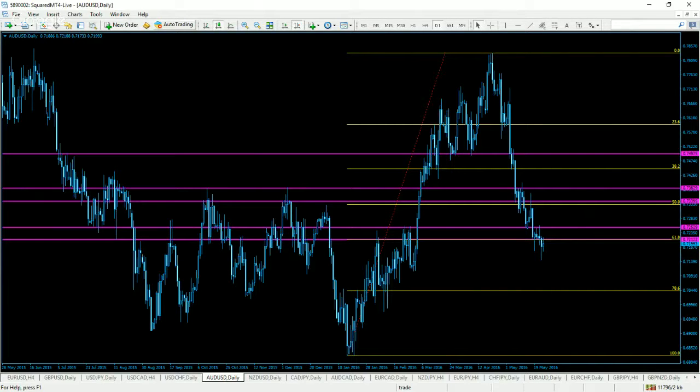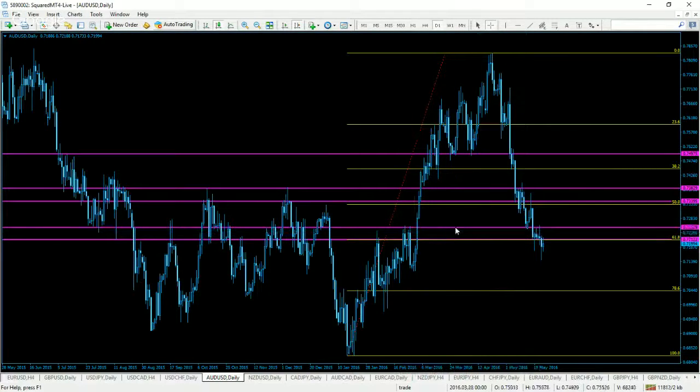Now, last night we did actually have some further data weakness from Australia. We had weak construction data, and we didn't actually get much in the way of a reaction. So this actually suggests that selling in the Aussie dollar at the moment is likely overstretched, and there is some risk of a retracement higher.